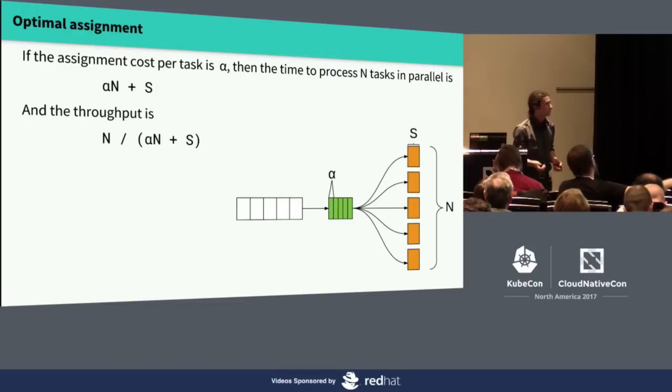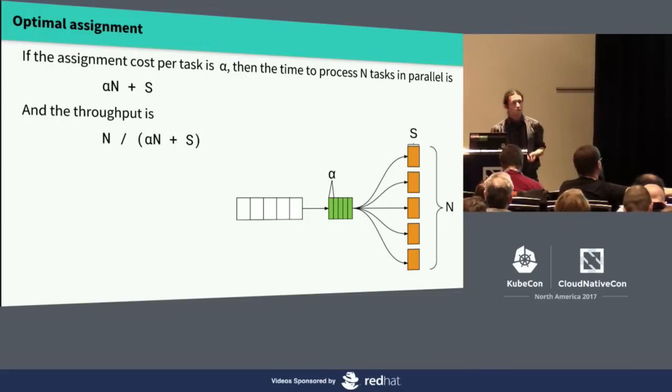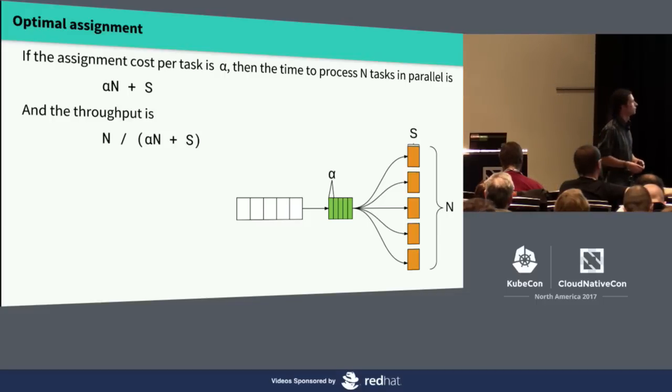If it takes us some constant time, alpha, to assign a task, say just the time it takes to forward it from the load balancer to the backend, and we have n tasks to process, then the time it takes us overall to process n tasks in parallel is the assignment time, which is alpha times n, because you have to do this assignment more or less serially, plus the service time, which is S. The throughput here is the number of tasks n divided by the total time.